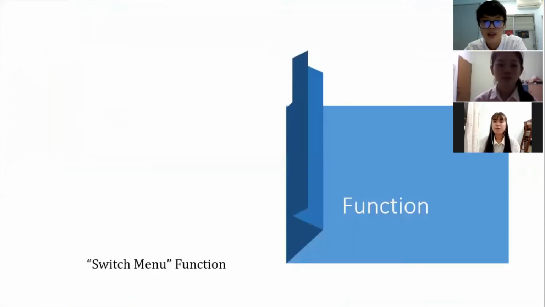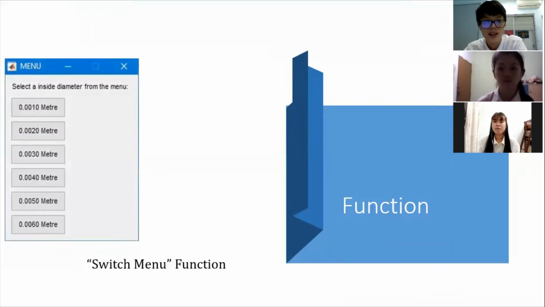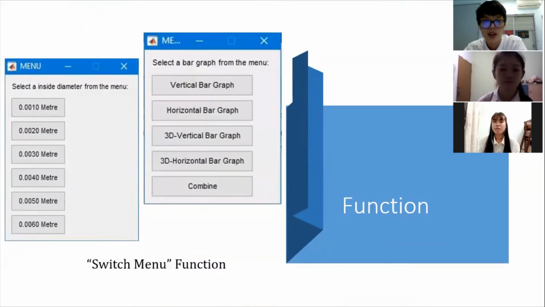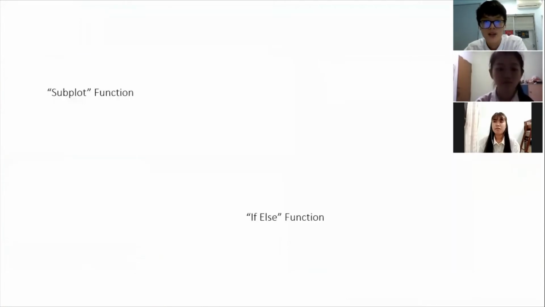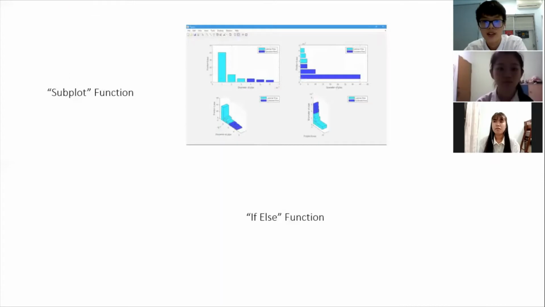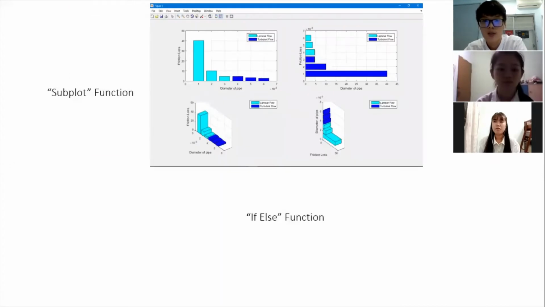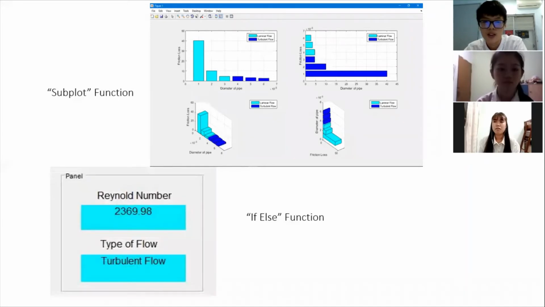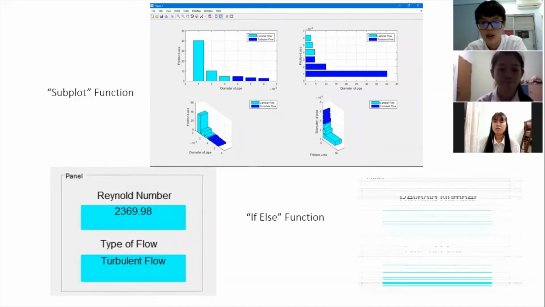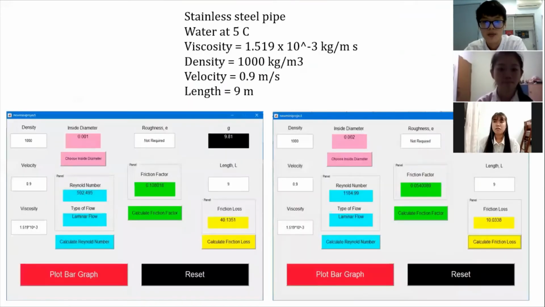Next, several functions are used in this mini project. Firstly, the switch menu function for selecting the inside diameter of the pipe, and also for selecting the bar graph that we have to plot. Next, the subplot function in order to group all the bar graphs we plotted, and also the if-else function in order to determine the type of flow, whether it is turbulent flow or laminar flow.